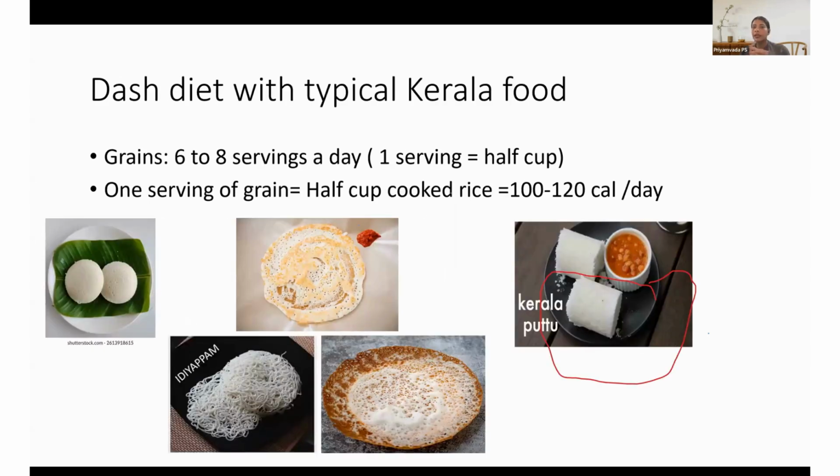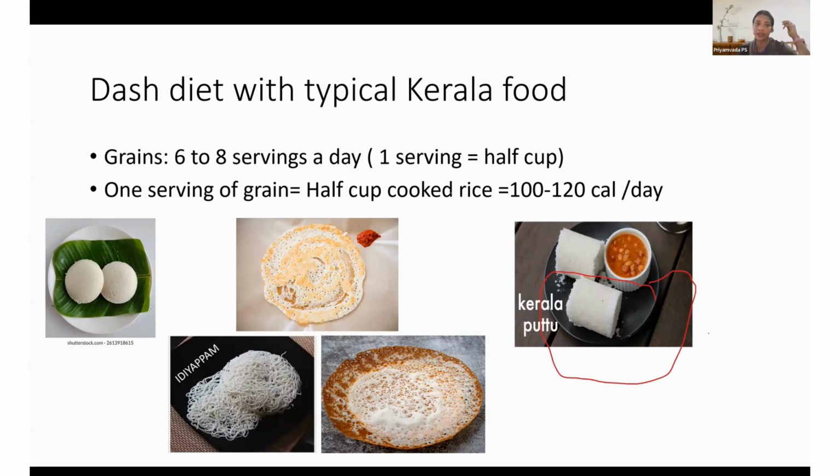Now, don't get actually frightened by the DASH diet and all. It's very well possible to have a DASH diet plan with the usual staple Kerala food. But only one major problem is, if you see the previous slide in the DASH diet, it's fashioned in such a way that around 50% of the calories are from carbohydrates.